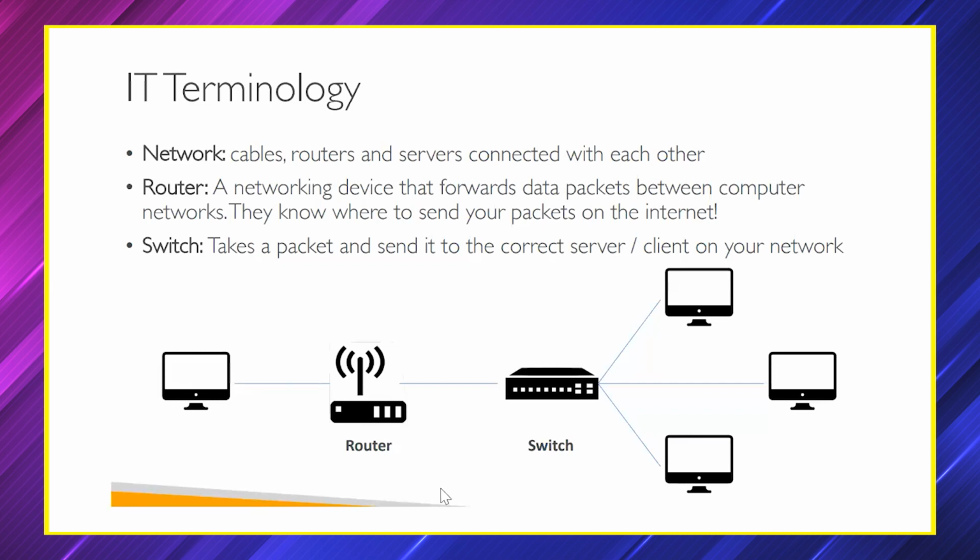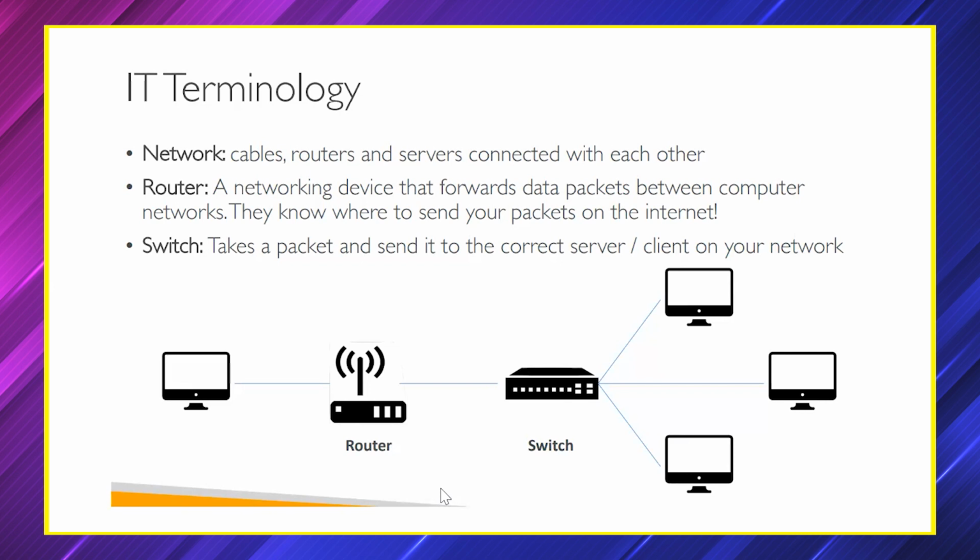We have something called a router. A router is a networking device that forwards data packets between computer networks, and it knows where to send your packets on the internet. We will not go into detail on how the router or switch works, this is just an overview session. The other thing we have is a switch, which takes the packet and sends it to the correct server or client on your network.